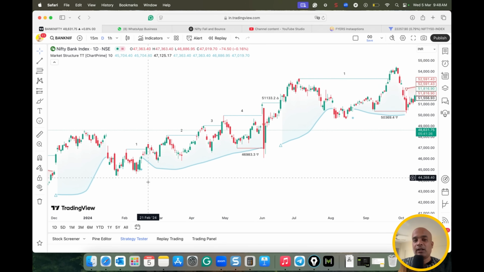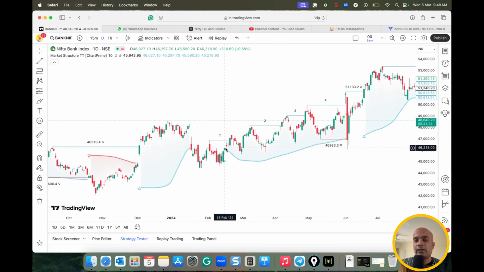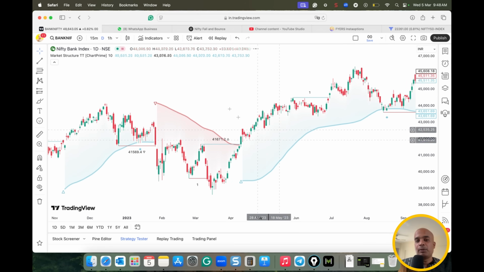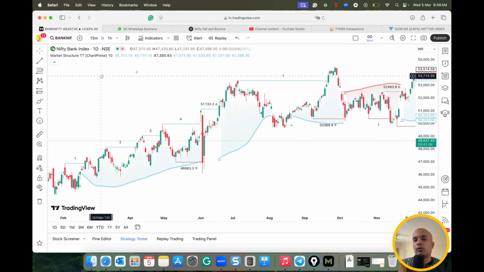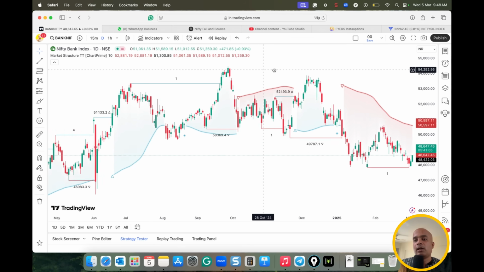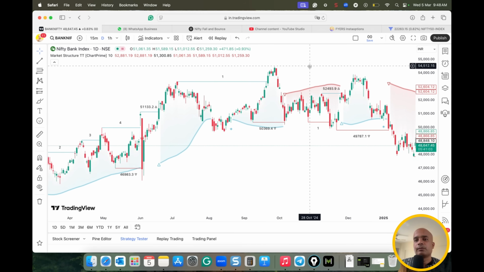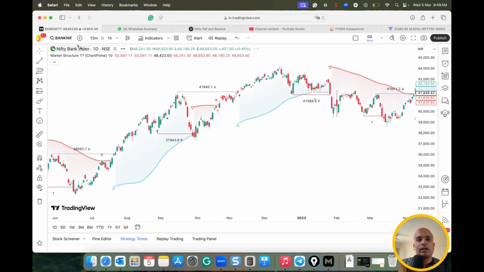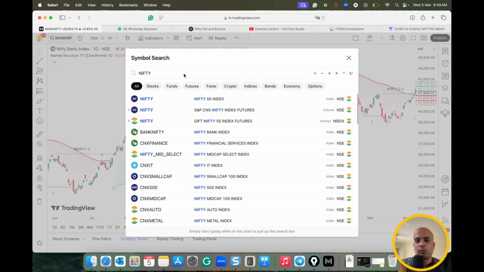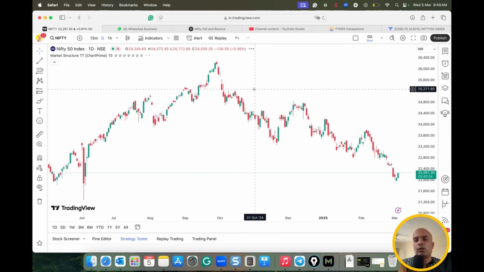For example, from here the uptrend started, right? It's saying it broke the first swing here, second swing here, third swing here, fourth swing here. So here you can keep your stop loss. Similarly, if you go to, I think I will go to Nifty. You might get some more clarity here.